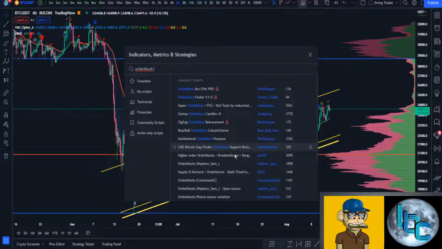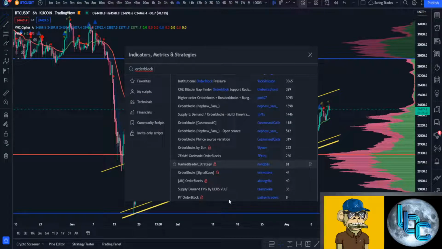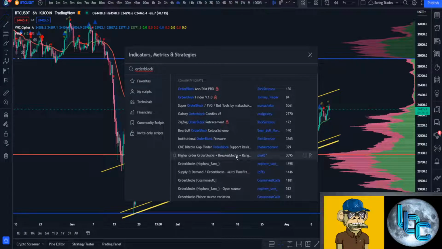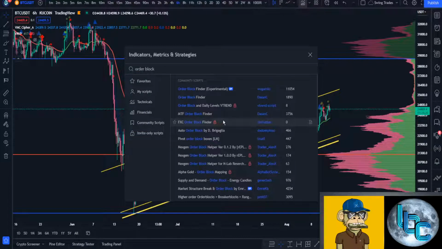What was the name of it? This one is called Order Blocks with Signals, by Sonar Lab. And the other one is Order Block Finder, which is experimental. But that one thus far has been pretty accurate, just backtesting it. It's actually got an editor's pick from TradingView, 11,000 users. I've been using it. And the other one was Order Block by Sonar Lab.